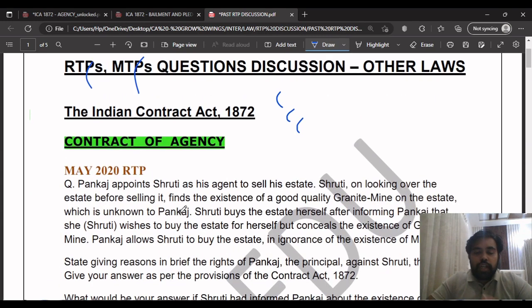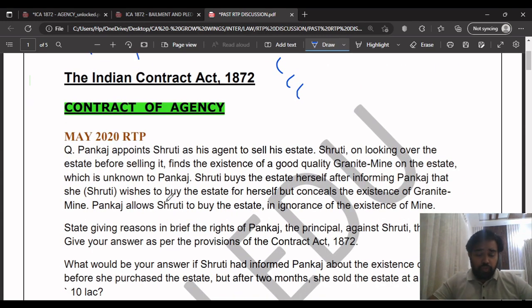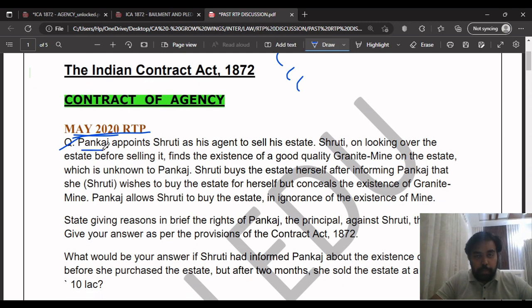Okay, now let's get into the questions. First question. This is from RTP May 2020. What is the question? What they are saying in this question is that there is a person called Pankaj, the principal, who appoints Shruti as the agent to sell his estate.